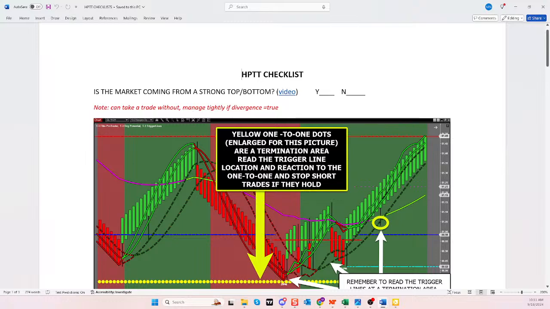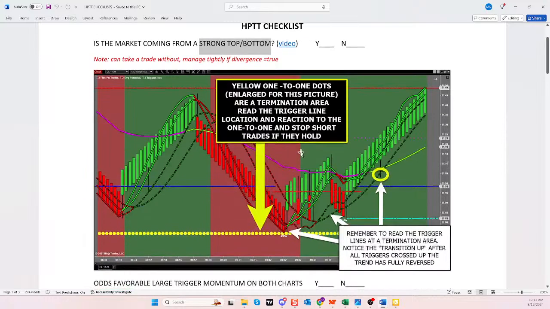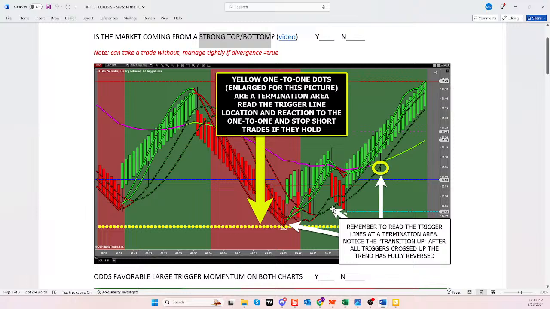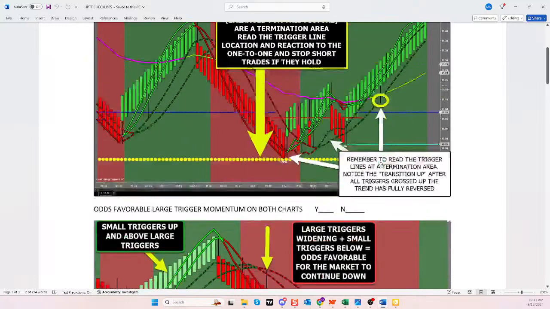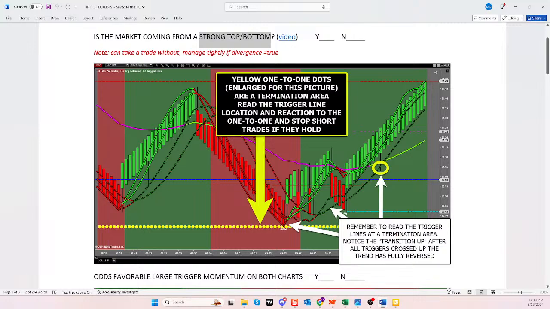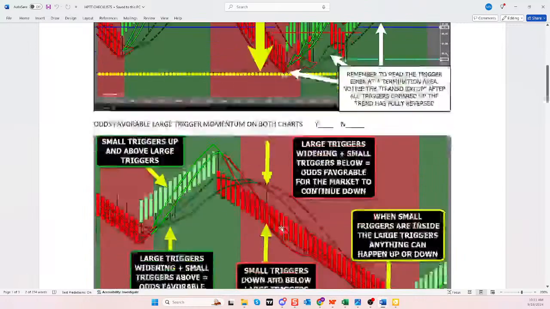Is the market coming from a strong top or bottom? Remember, we said when a termination condition reverses the market, that's a strong bottom. And if the rules are met for a high probability trend trade after, it's more likely to win. But it's not mandatory. But understanding this concept will carry you to the second trade.